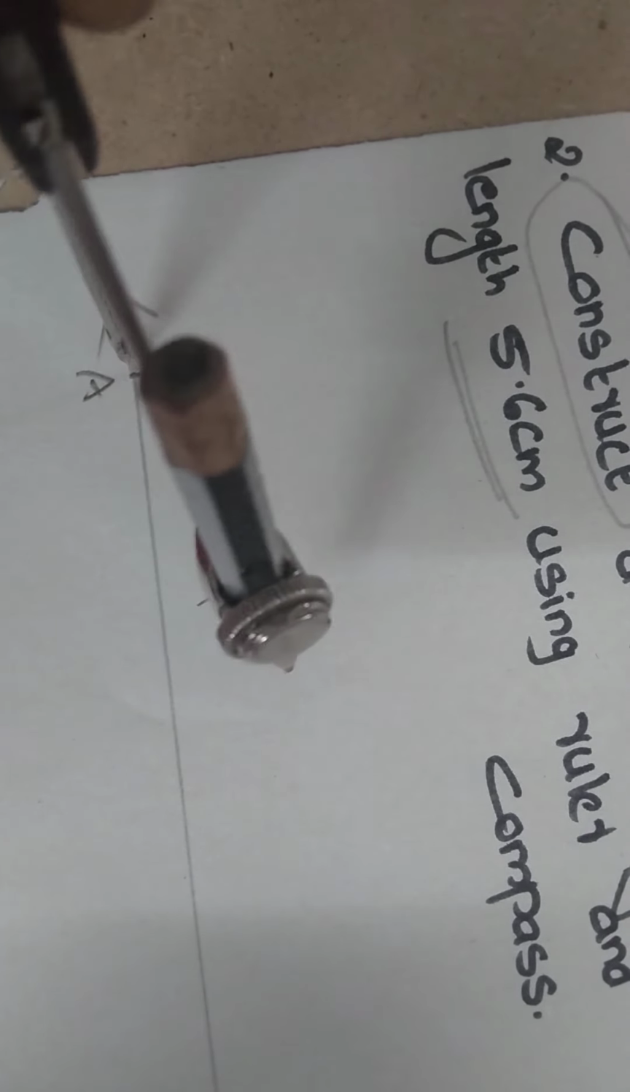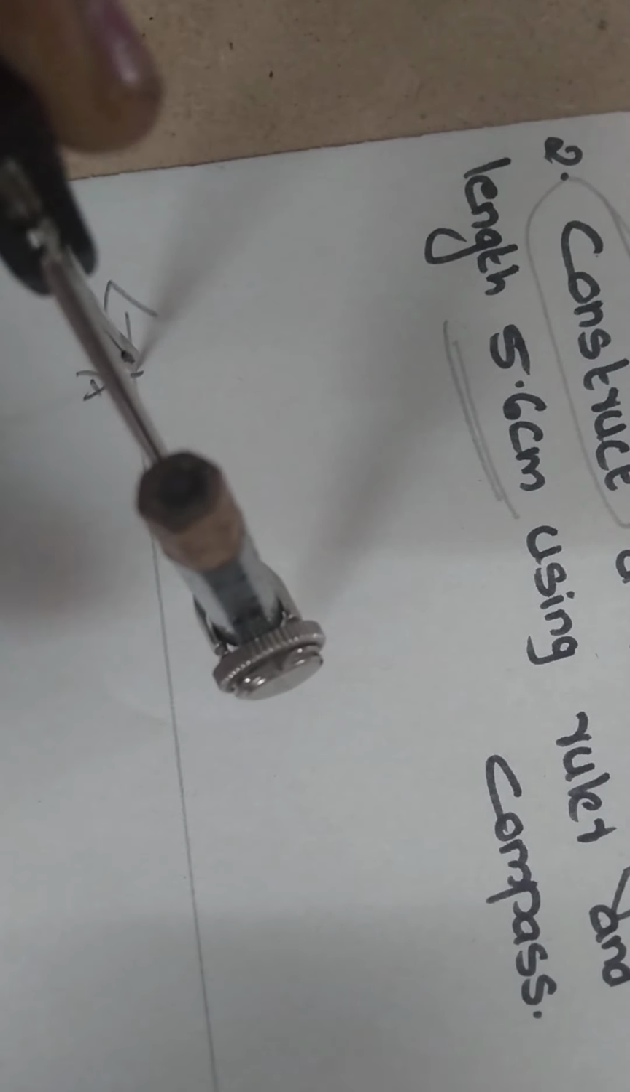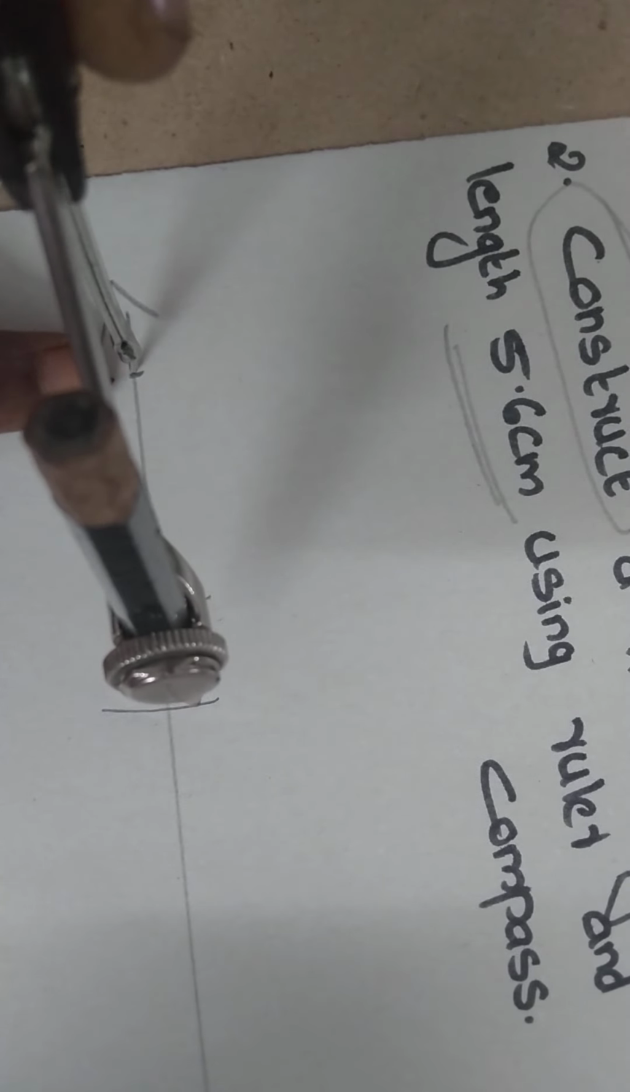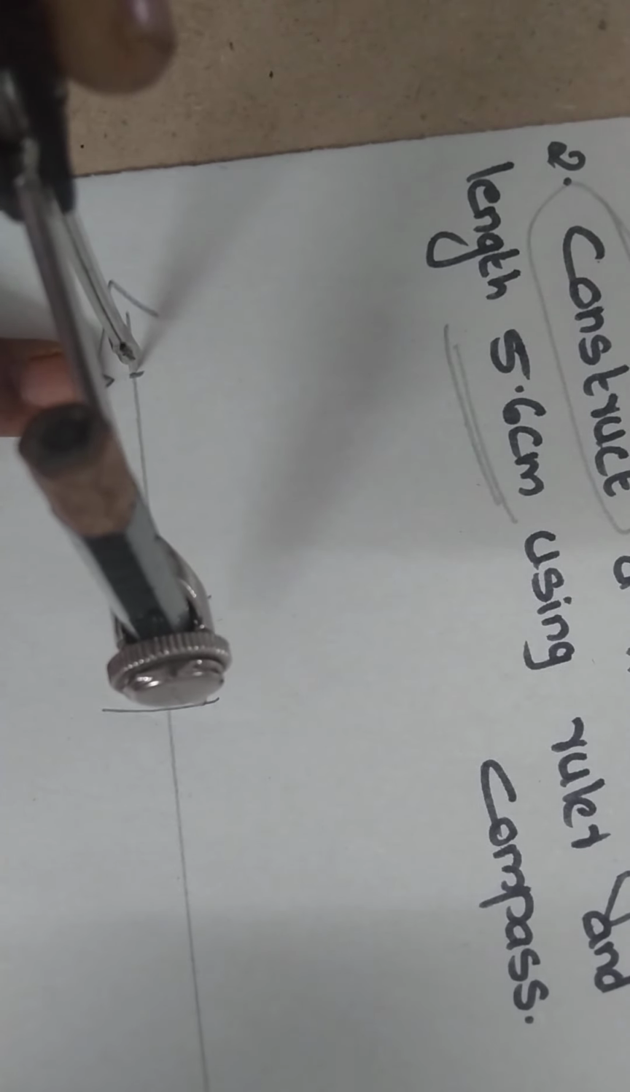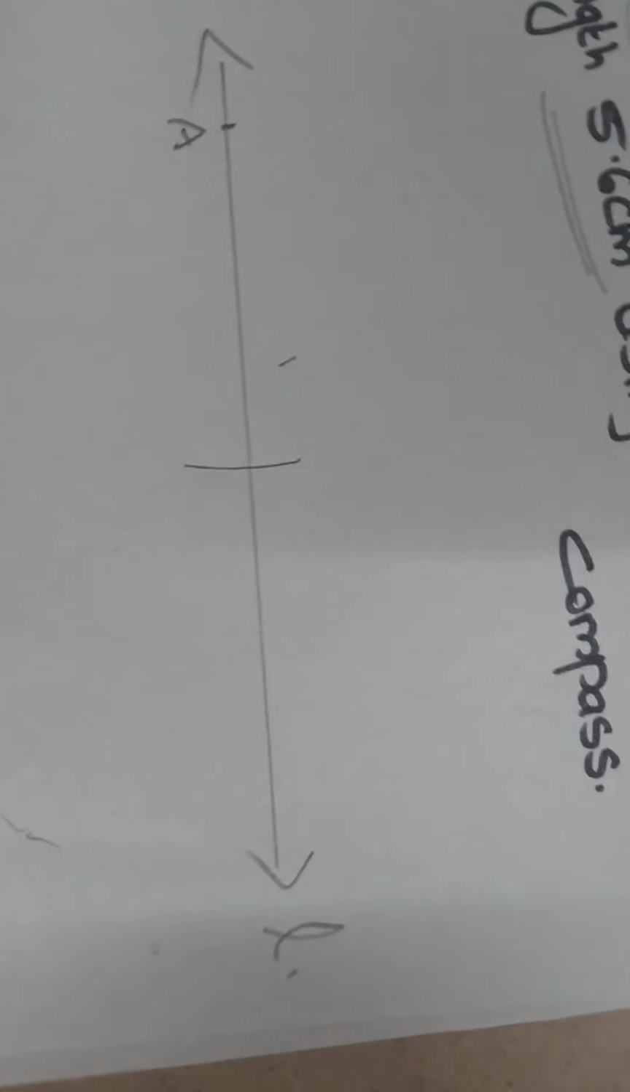Then, for the construction, how to do it? Keep A as center. Keep the sharp end of the compass on the A point, the point we marked on the line L. There, keep the sharp end of the compass and the pencil side, and using the pencil side draw a 5.6 centimeter arc on the line L.